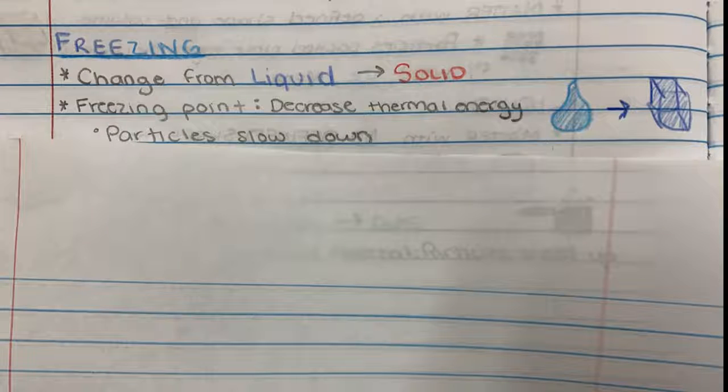Up next, we have freezing, which is the opposite movement. This is when you change from a liquid into a solid. To reach freezing point, we have to see the molecules slowing down and a decrease overall in thermal energy. So everything is kind of moving slower. And this just kind of makes sense, right?